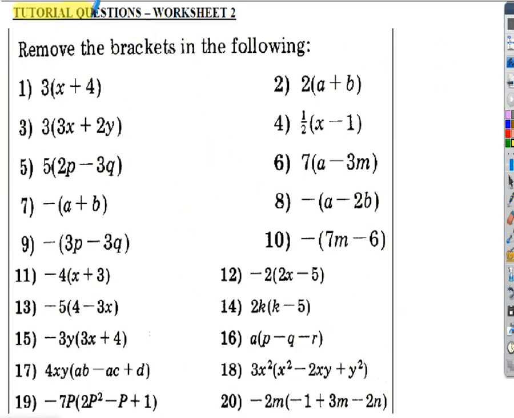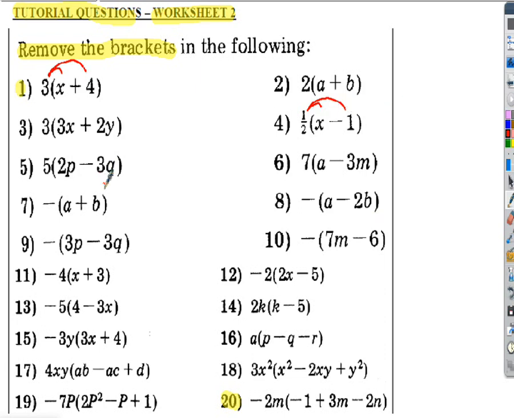Tutorial questions, worksheet 2. We're asked to remove the brackets in the following expressions. Questions 1 through to 20. I would encourage you to attempt these questions and expand the brackets as we did in the previous slide, using the same process in every question here. Just be careful with some of the questions. Question 4 has a fraction in it, half multiplied by the terms inside the bracket. So again, same process, but we've got a fraction outside of the bracket.